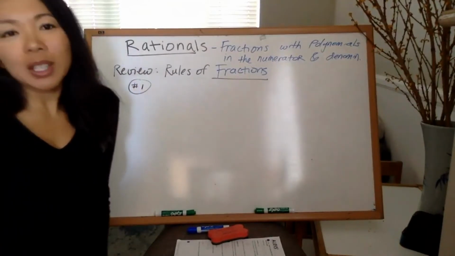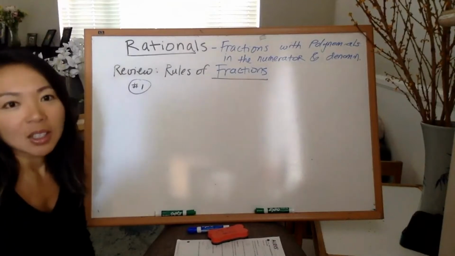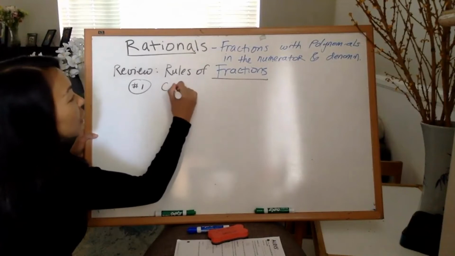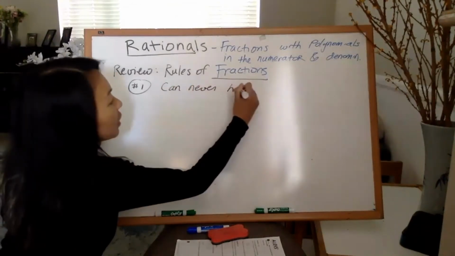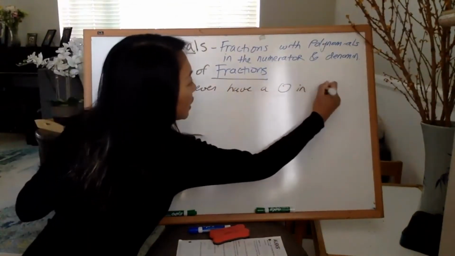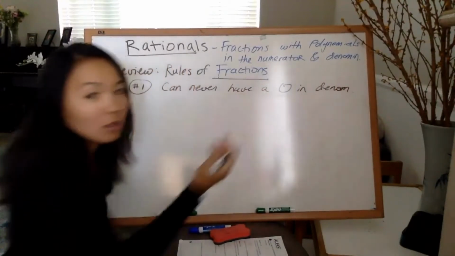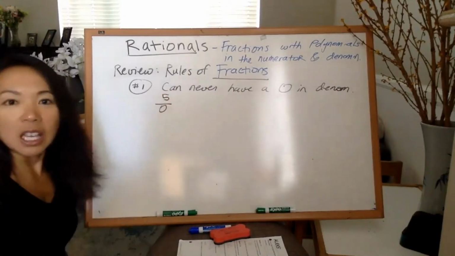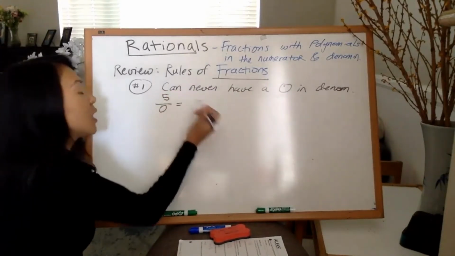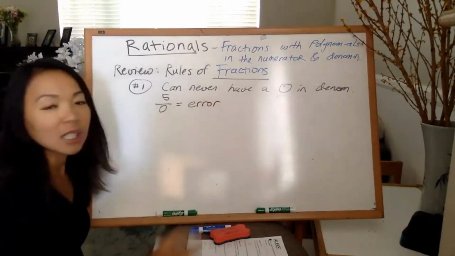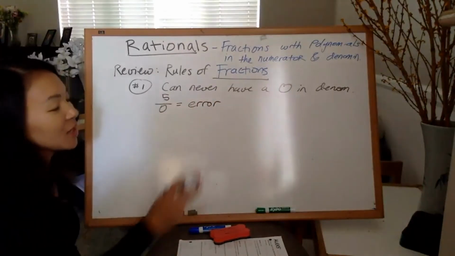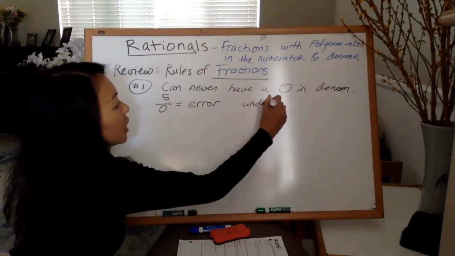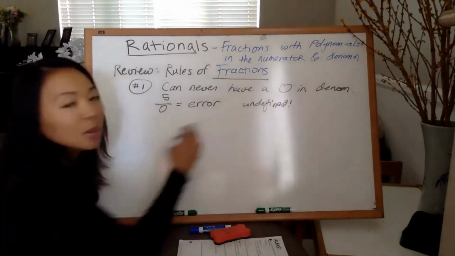One of the number one rules of fractions: what can you not have in the denominator? You cannot have a 0 in the denominator. So you can never have a 0 in the denominator. If you forget that rule and you put 5 over 0 in your calculator, you'll end up getting an error, or some type of message that says this doesn't work. So 5 divided by 0, we call this undefined. We can never ever divide by 0.